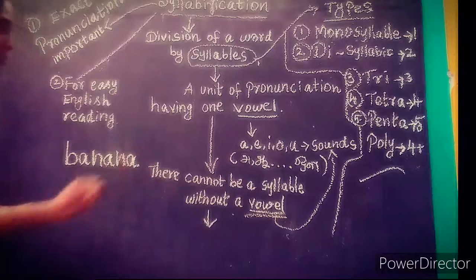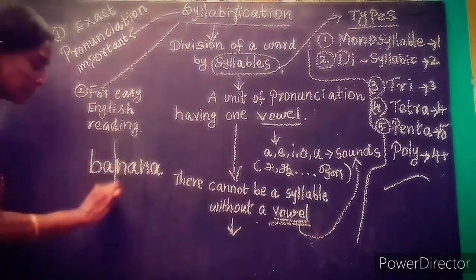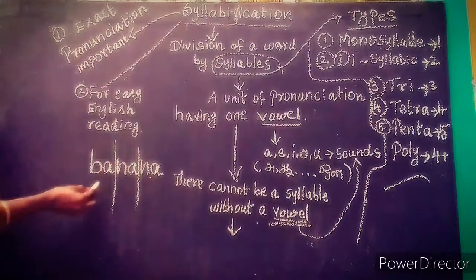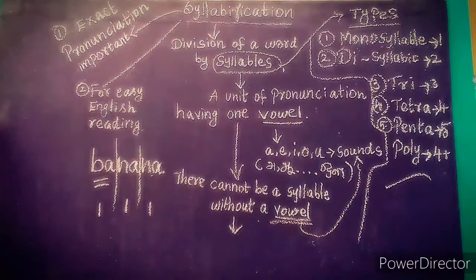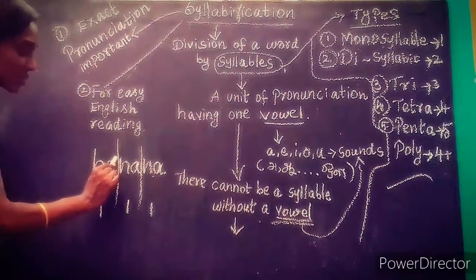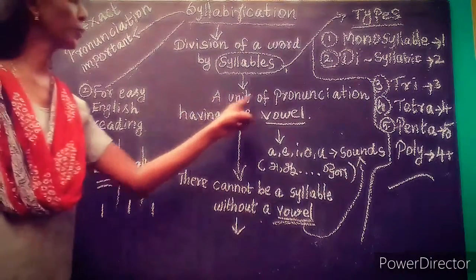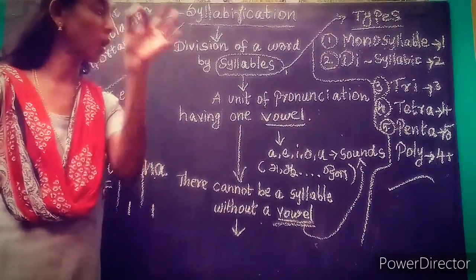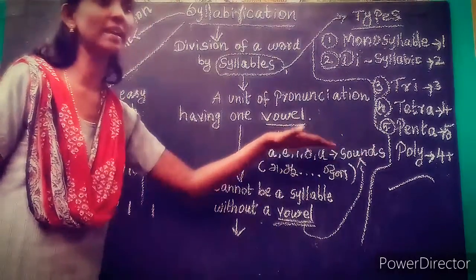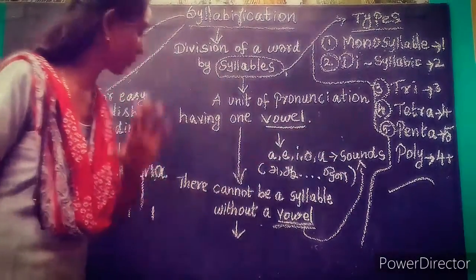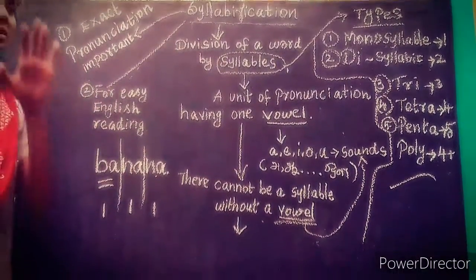Banana. So we can syllabify this word like ba-na-na. So this is one syllable, this is one syllable, this is one syllable. Each part should have a vowel sound. Okay. So it is a unit of pronunciation having one vowel, not the letters, the sound. You know, A, E, I, O, U sounds. It is like in our Tamil vowels. There cannot be a syllable without a vowel. A syllable should have a vowel sound.